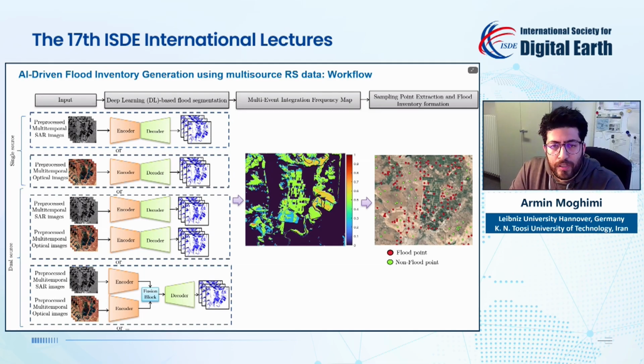With a single-source approach, either SAR or optical data can be processed separately, patched into the model, predicted, and then assembled into a flood map. With a dual-source approach, SAR and optical data can either be processed in separate models and combined later, or integrated within a dual-stream architecture that uses both data types in a single model. Once flood maps are generated for different events, they are aggregated into a flood frequency map, which can then be sampled to produce a refined flood inventory.